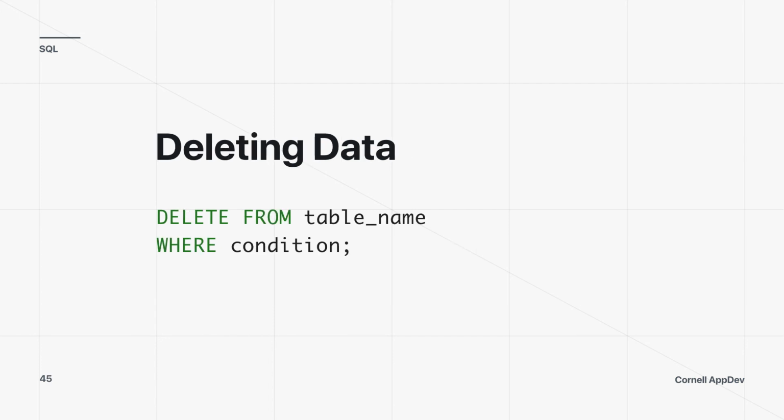Deleting data, you would use the keywords DELETE FROM. You'd specify the table from which you want to delete and the condition of what you want to delete. So for example, I want to delete user with ID 1. This is how I would do it.